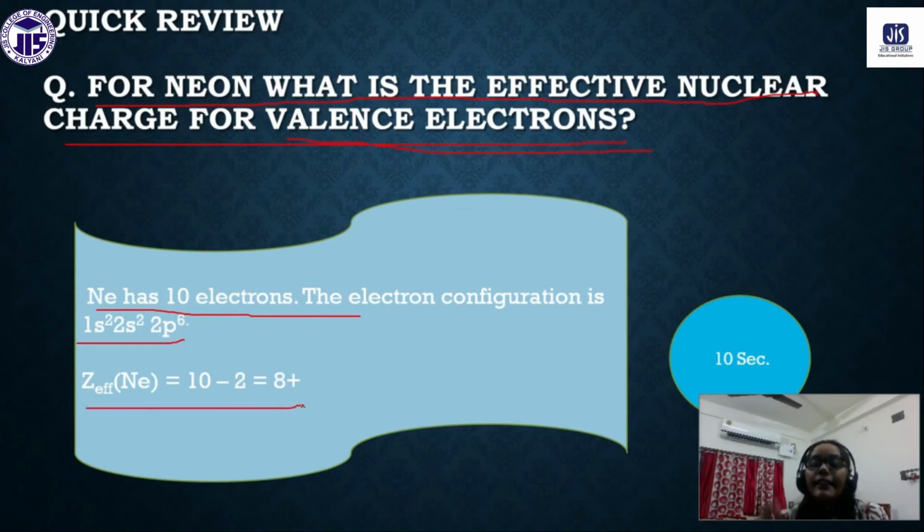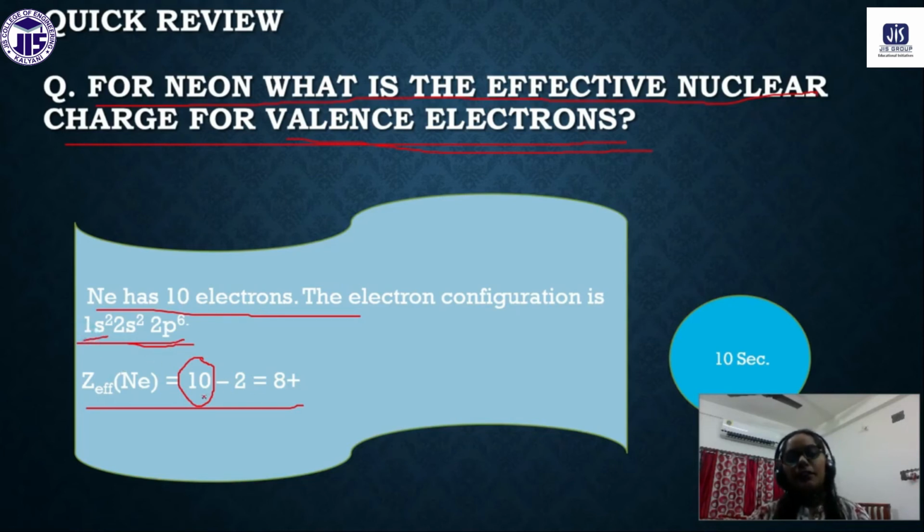Z is the number of protons. So here the total number of protons is 10 for neon, right? Now for the valence electron, what will be the S? S is the number of electrons other than the valence electrons which can cause the shielding effect. So here 2 electrons, 1s2 only. These 2 electrons can shield these 8 electrons, right?